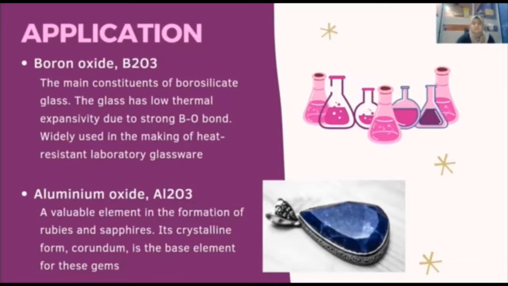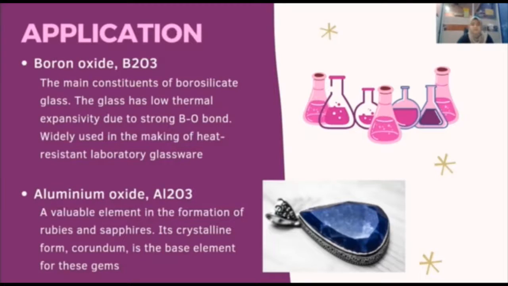Lastly, we will look into the applications of group 13 oxide compounds. First off, we have boron oxide. Boron oxide is the main constituent of borosilicate glass. The glass has low thermal expansivity due to its strong B-O bond, which means that when it is heated, the glass expands very slowly in reaction to the heat. Thus, it has low thermal expansivity. Because of this characteristic, it is widely used in the making of heat-resistant laboratory glassware.